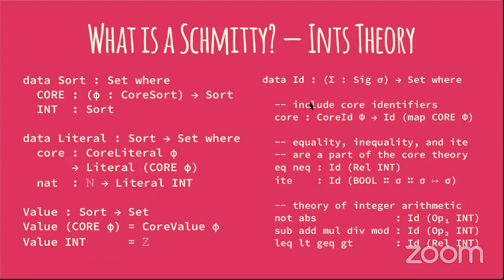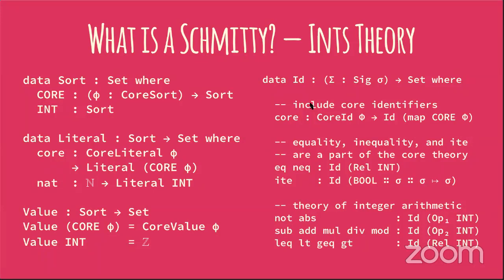So what else do we have? Well, a very common theory is the theory of ints. So there's a bit of an awkwardness in designing these things because in SMT-LIB, everything extends the core theory. And so I've chosen to do that by literally having these core constructors, which reference back to the core sorts and core literals. And so here we have either a core sort or the integer sort, either a core literal or a natural literal. And then the value mapping on the way back maps core sorts to the core values and maps the integers back to Agda integers.